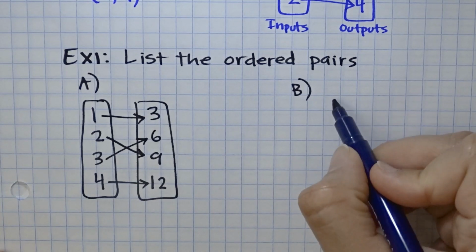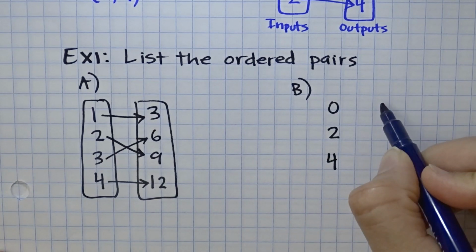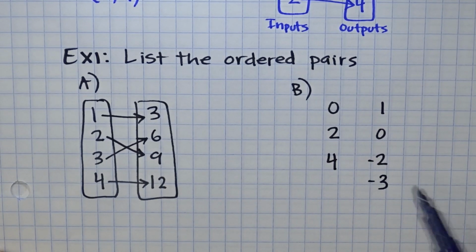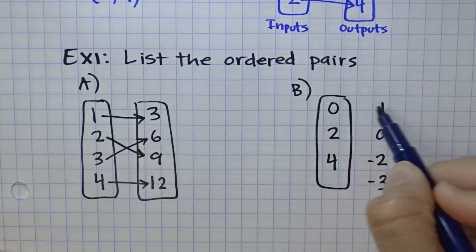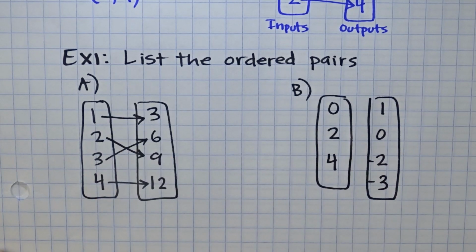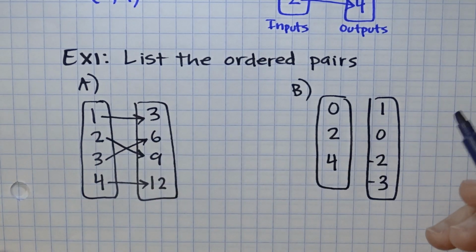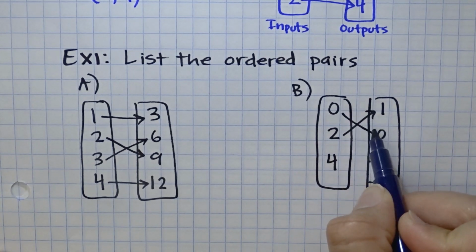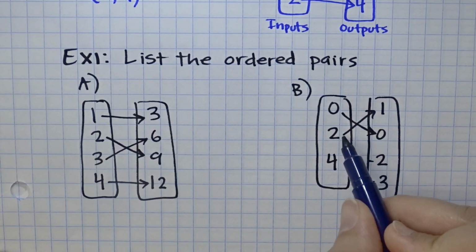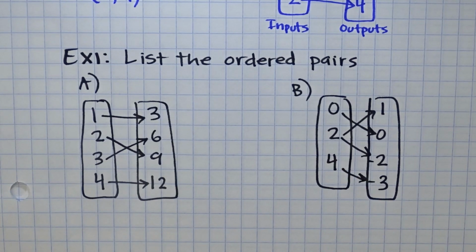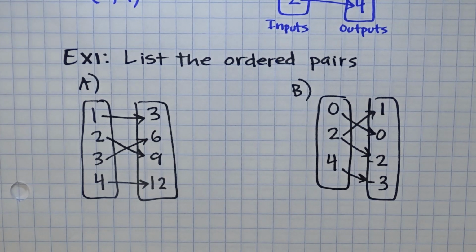And then for B, all right, so in a mapping diagram, they're in order from smallest to greatest. I'm going to show you that 2 goes to 1, 0 goes to 0, 2 also goes to -2, and 4 goes to -3. So, what are the coordinates in these mapping diagrams?